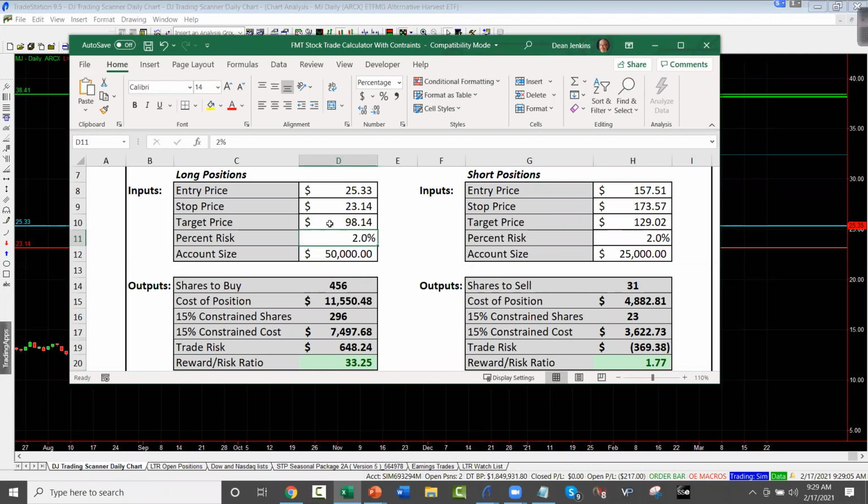Okay. Oh, the target is way off. Let me get this, 38.41. All right, so I'm willing to lose up to 2% of my account. I can change this. I can be conservative. I'm just going to lose 1% of my account at the most. Okay, $50,000 account, and if you're at 1% risk, you're being conservative. I'm only willing to lose $500 on this trade. It says, okay, buy 228 shares. This is going to cost you $5,775.24.